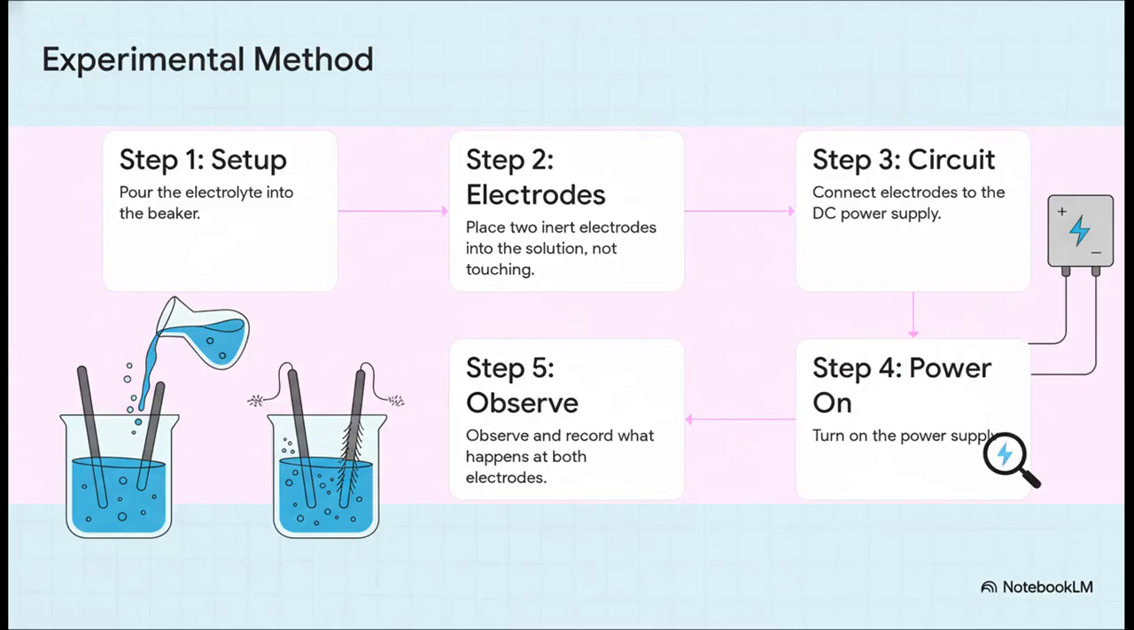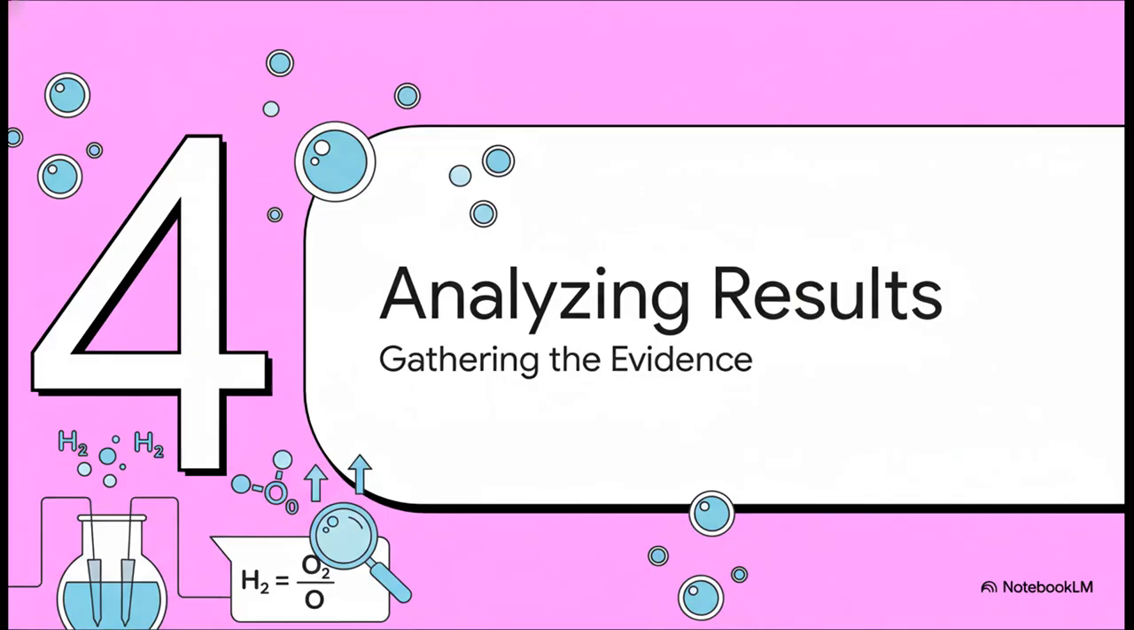The method itself is beautifully simple. You pour your solution in, you put your electrodes in, make absolutely sure they don't touch or you'll short the circuit, connect it all up, flick the switch, and watch. You're looking for stuff like bubbles of gas or maybe a solid coating forming on one of the electrodes. Now, seeing bubbles is a great start, but for a top-level chemistry answer, that's not going to cut it. You have to be able to identify what those bubbles are. This is all about being a chemical detective and gathering the evidence.